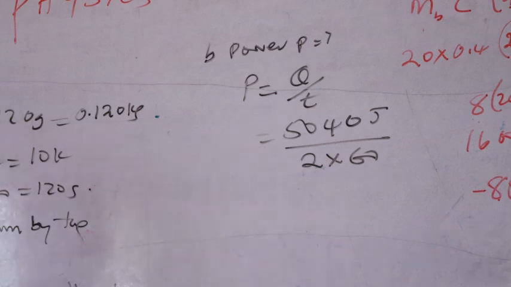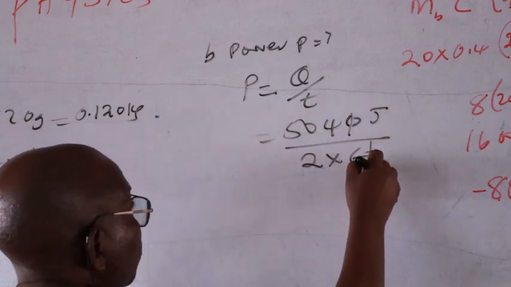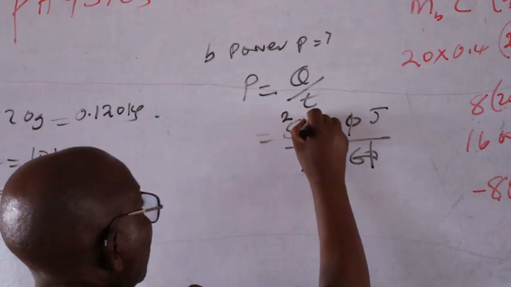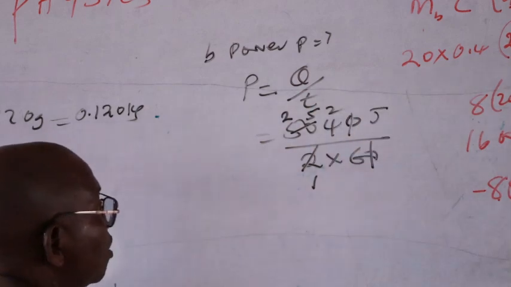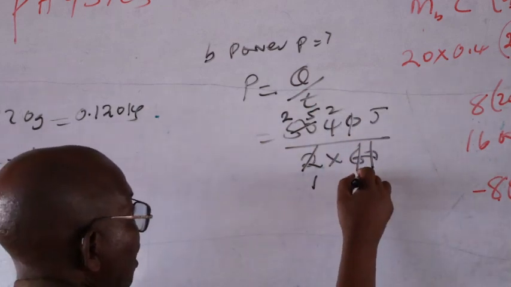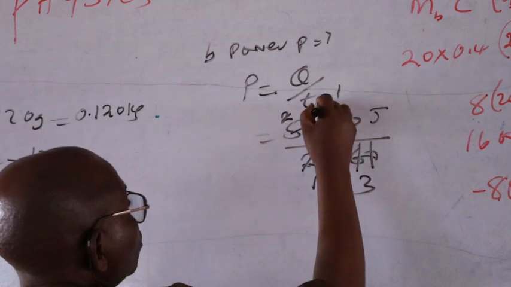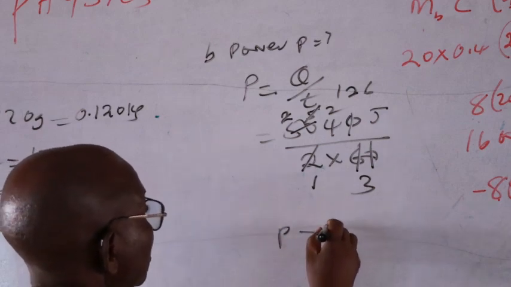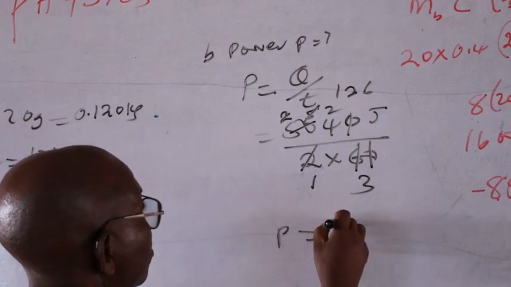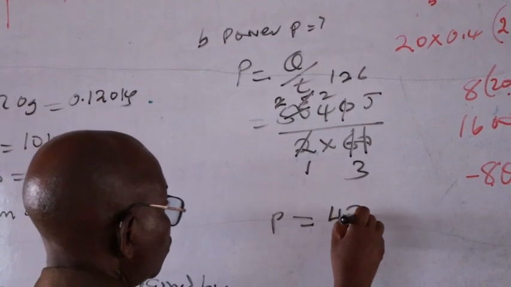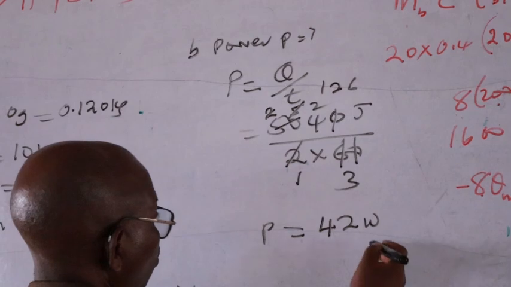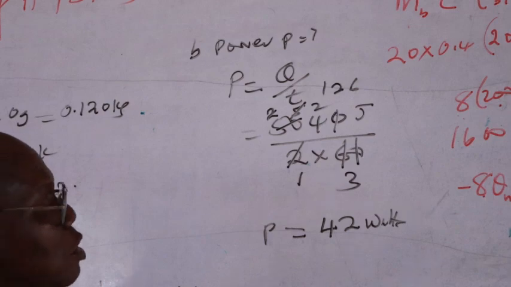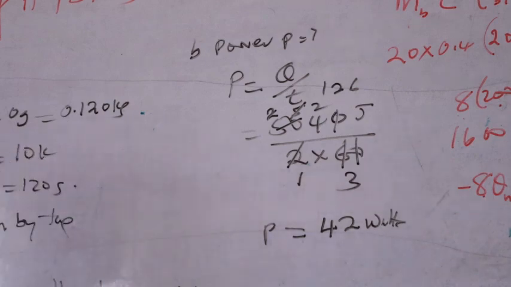So straight away, 0 here, we cancel this 0. You can say 2 goes here, 1. 2 goes in this, 2, 5, 2. You can still use 2. 2 goes here, 3. 2 here, 1. 2 here, 2, 6. So power can be written as 42 watts. So watts can be written as joules per second. That's the power of the heater, and that's B part.